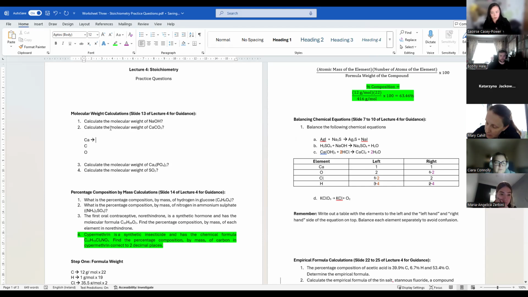For each one, then we can take the molecular weight from the periodic table. I'm taking these directly from the periodic table itself. So calcium does not have a weight of, just bear with me 2 seconds. Okay, so again, taking this directly from the periodic table, calcium has a mass of 40 grams per mole. Carbon then has a mass of 12 grams per mole. And oxygen then has 16 grams per mole.